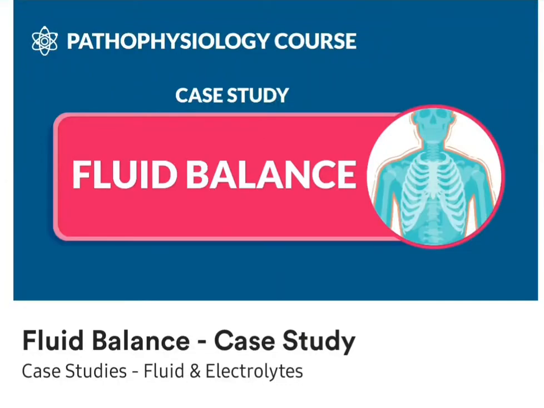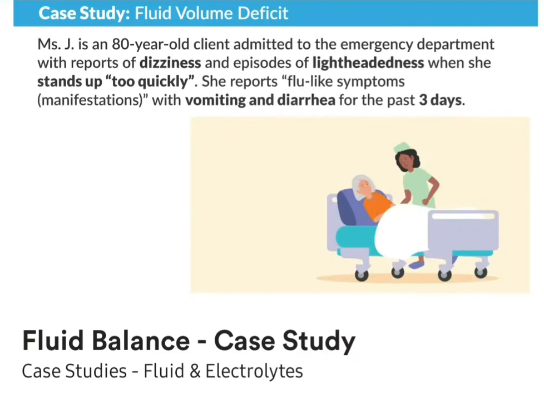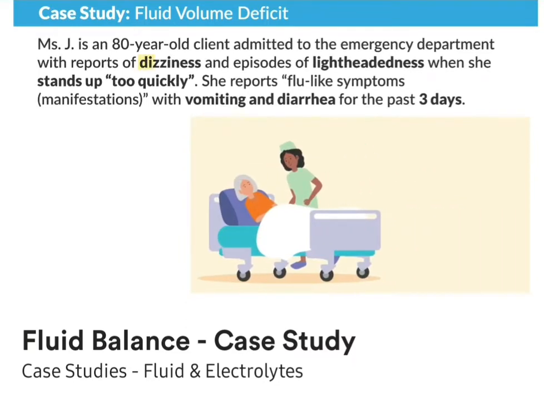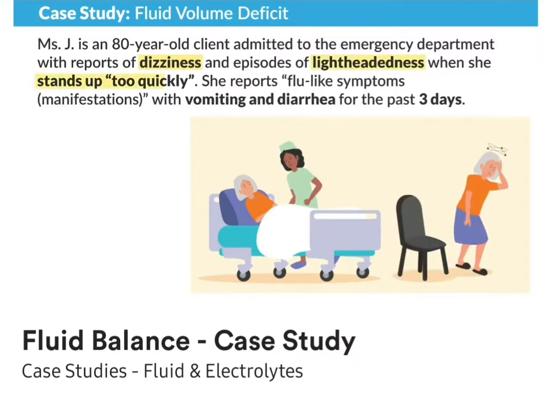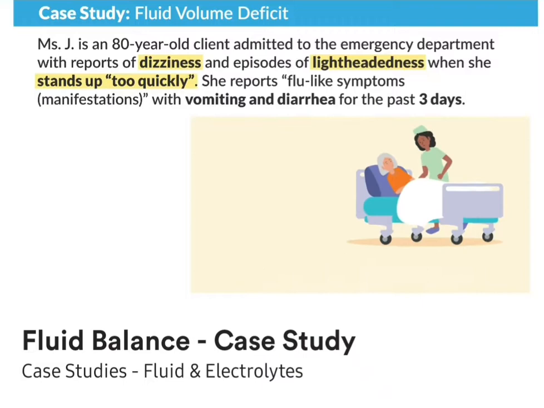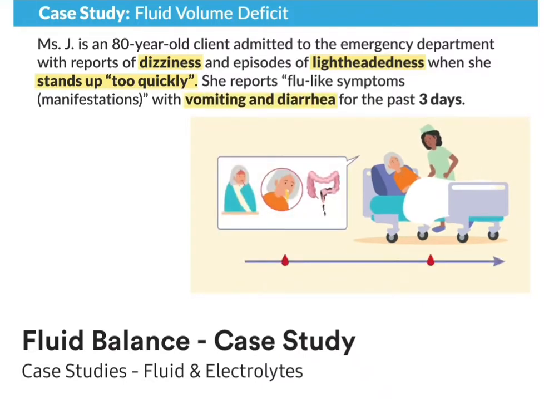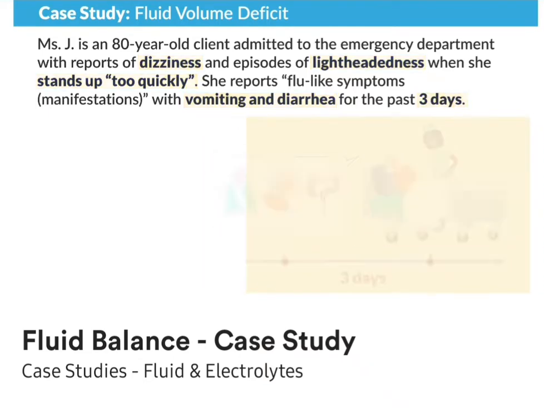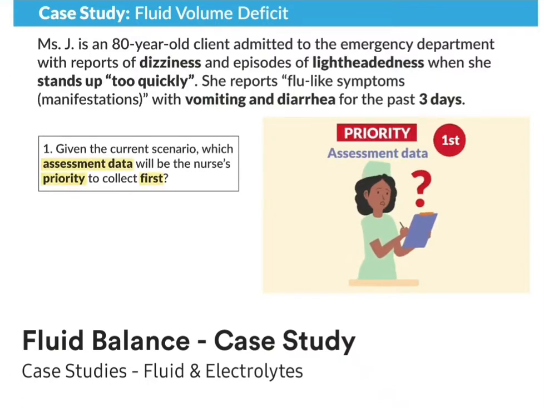Now it's time for the case study segment, starting with fluid volume deficit. Miss J is an 80-year-old client admitted to the emergency department with reports of dizziness and episodes of lightheadedness when she stands up too quickly. She reports flu-like symptoms or manifestations with vomiting and diarrhea for the past 3 days. Given the current scenario, which assessment data will be the nurse's priority to collect first?